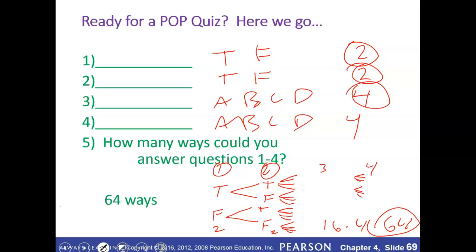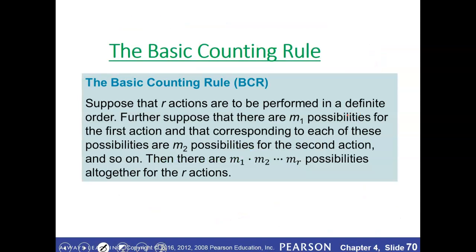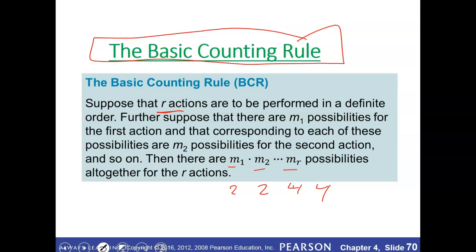What I want you to see here is that if I have a bunch of different choices for answering the questions, I just multiply those choices together, and that tells me how many ways there are to answer that question. That leads us to the basic counting rule. If there are R actions to be performed in a definite order, and there are M possibilities for each of those actions, then I would just take M1 times M2 all the way up to MR. So for example, we had 2 choices, and then 2 choices, and then 4 choices, and then 4 choices, and I'm just multiplying them together. What we just went over is called the basic counting rule.